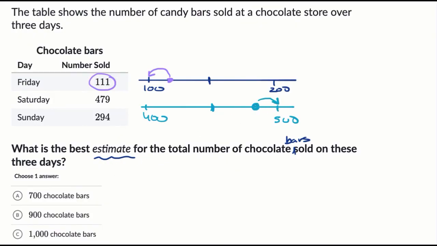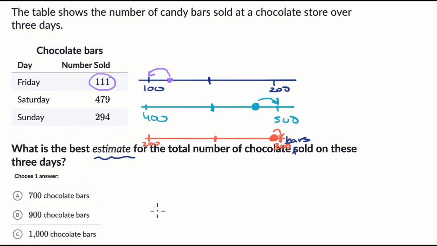And then last but not least, let me do this in a new color, Sunday. It's between 200, sorry, my writing's getting a little bit messy, and 300. And this is the halfway point. 294 is really close to 300. It's something like right over there. So this one is definitely more than halfway, very close to 300. Once again, if I were to estimate between 200 and 300, I would pick 300.